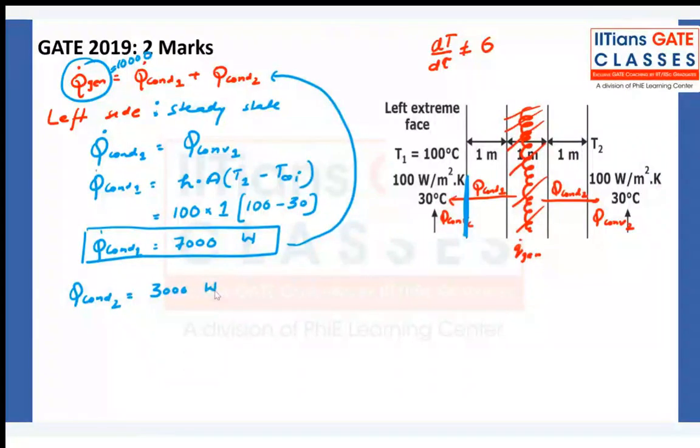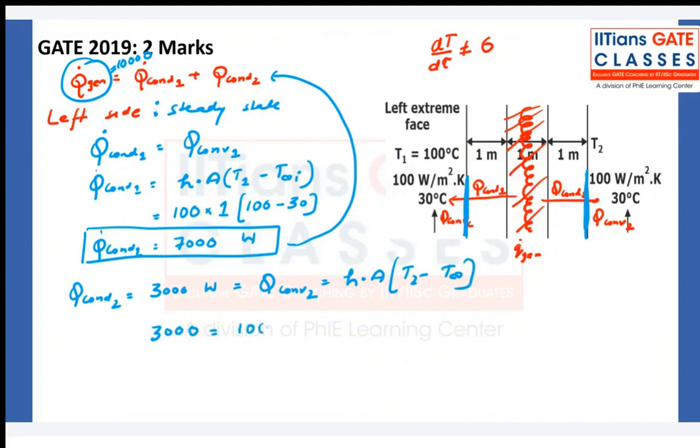Yes, that is correct. Sahil is very correct. It is 60 degrees Celsius. Now I am talking about this surface. So it is also equal to Q dot convection 2, which equals H area T2 minus T infinity. So this is 3,000. H is again 100. Area is again 1. T2 I do not know. T infinity is 30 degrees Celsius.